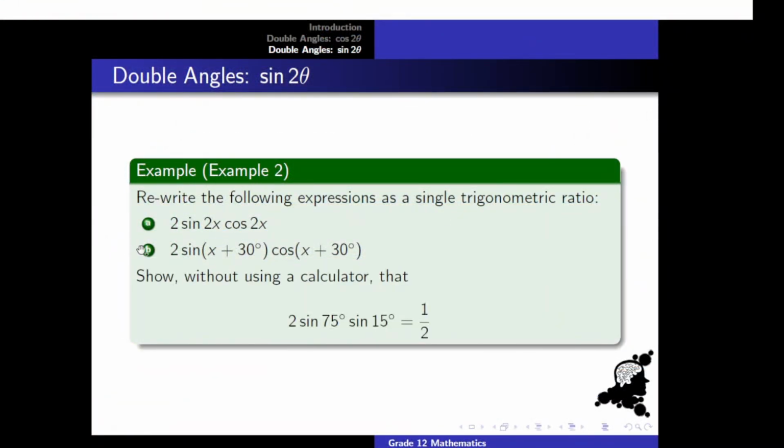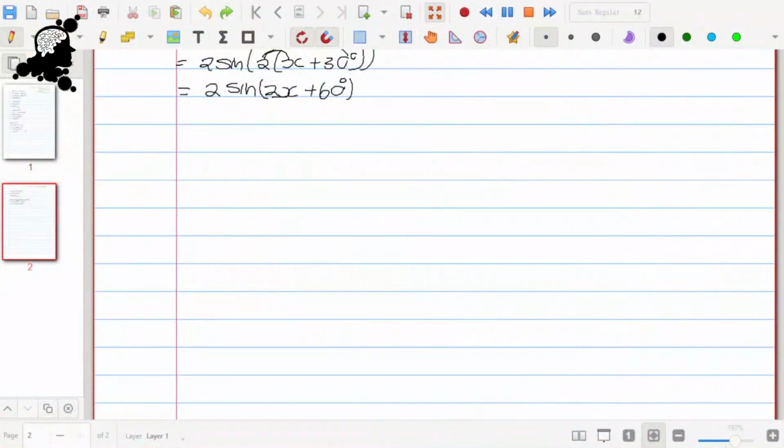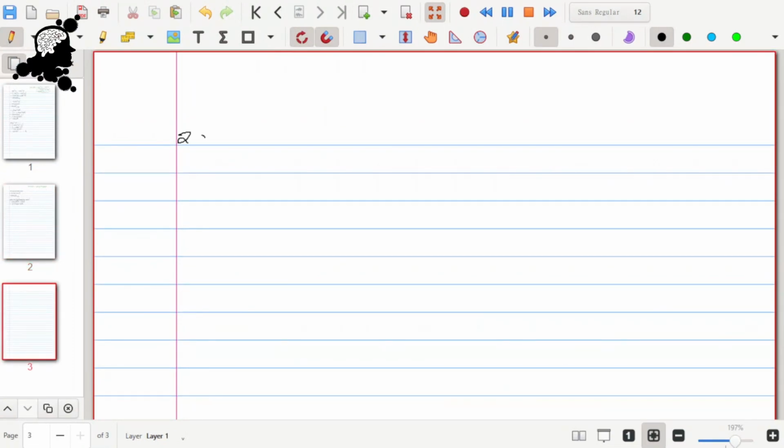Right, the next question wants us to show, without using a calculator, that 2 sine 75 degrees sine 15 degrees is equal to a half. So let's go onto our writing pad and let's try this out. Let me open up a new sheet for some extra room. We have 2 sine of 75 degrees sine of 15 degrees. We want to prove that this is equal to 1 over 2. So I'm going to work on the left hand side.